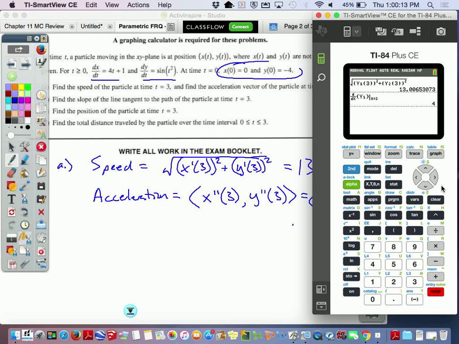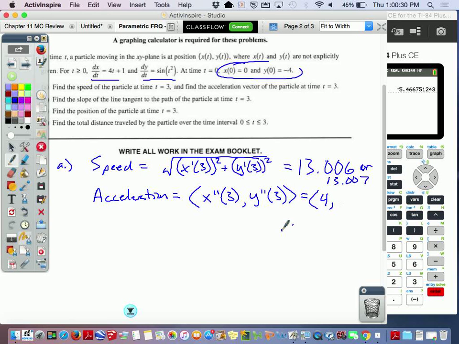And then the next one, I'm going to do the exact same thing. I'm going to bring up math 8, but now I'm going to use my y prime, because I'm finding the derivative of y prime, and plugging 3 in. And we get negative 5.466, so the vector is 4 comma negative 5.466, or negative 5.467. So 1 point for each of those. Speed and acceleration, those should be easy points to get.